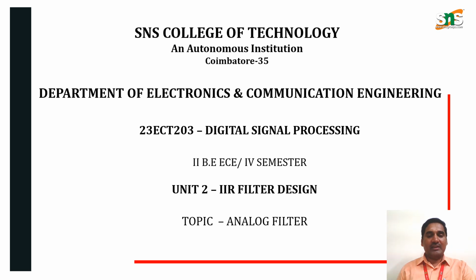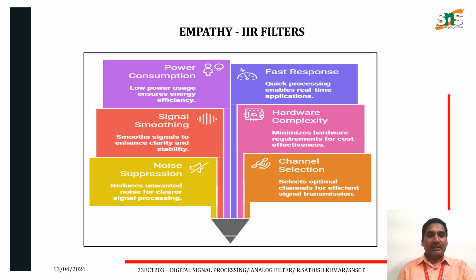Now let us see another video lecture series on analog filter in IIR filter design. Next one, emphasis in IIR filters. First one, fast response: quick processing enables real-time applications. Hardware complexity: minimize hardware requirements for cost effectiveness. Channel selection: selects optimal channels for efficient signal transmission. Power consumption: low power usage ensures energy efficiency. Signal smoothing: smooth signals to enhance clarity and stability. Noise suppression: reduces unwanted noise for clearer signal processing.